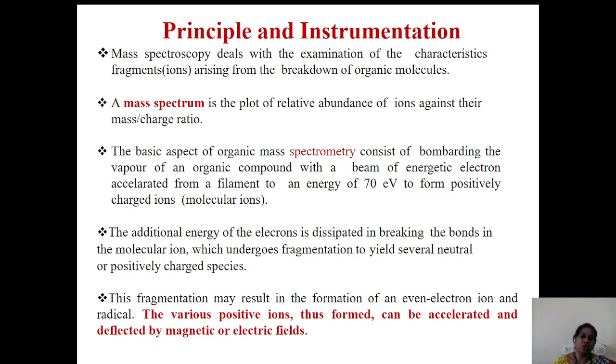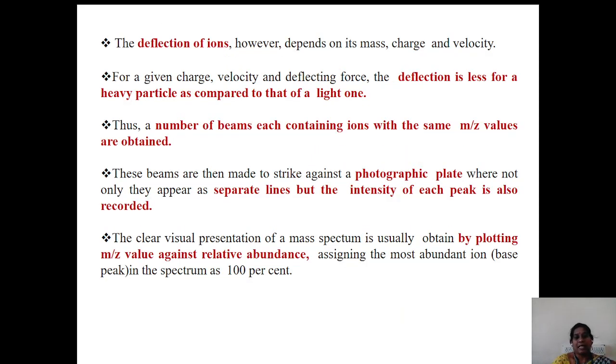The additional energy of these electrons is dissipated in breaking the bonds in the molecular ion, which undergoes fragmentation to yield several neutral or positively charged species. This fragmentation may result in the formation of an even electron ion and a radical. The various positive ions thus formed can be accelerated and deflected by magnetic and electric fields. The deflection of these ions, however, depends on their mass, charge and velocity.